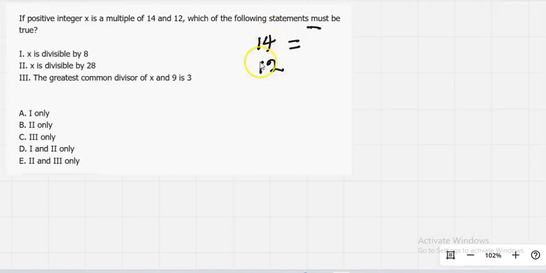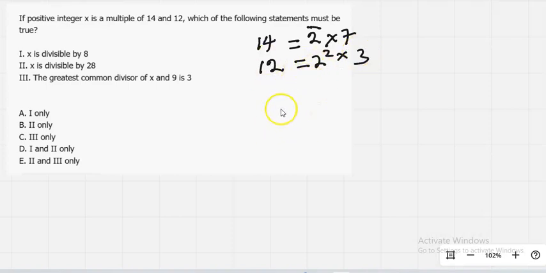Now, since we know that 14 and 12 are factors of x, in order to create a variable for x, we need to find the LCM of 14 and 12. Factorizing 14 gives us 2 times 7. 12 gives us 4 times 3. Remember, we are looking for the LCM.